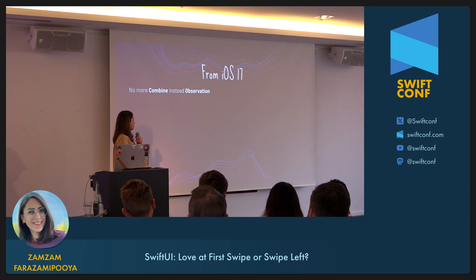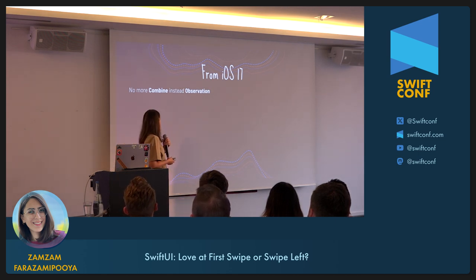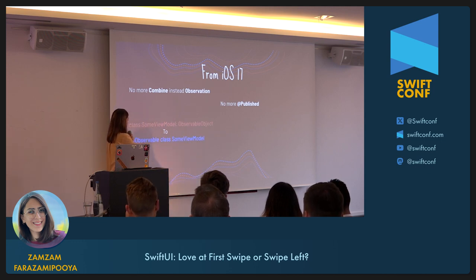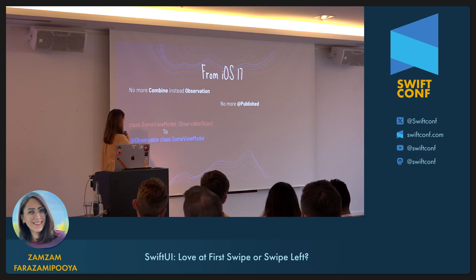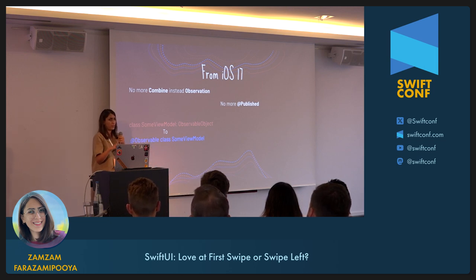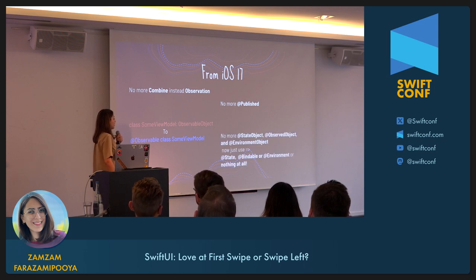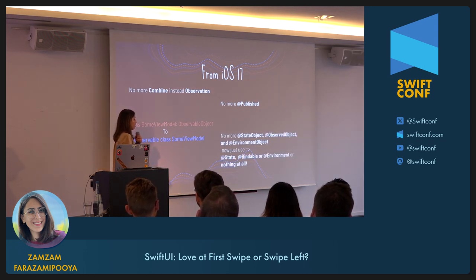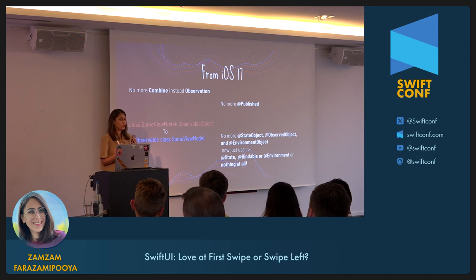So one of the big changes coming from iOS 17 in SwiftUI is that there is no need for you to use Combine anymore. You can just use the observation framework. So there is no more published, and this changes to being an observable class. This is a Swift macro, so it does a lot of magic behind the scenes for you to make this happen, but then you don't need to have the observable object anymore. And then you don't have a state object, observed object, and environment object, so you just have a state and bindable and environment, or nothing at all. The bindable is only if you have this kind of passing through. So if your view is a text field and you need a binding, then it has to be bindable. Otherwise, it could just be a simple var.